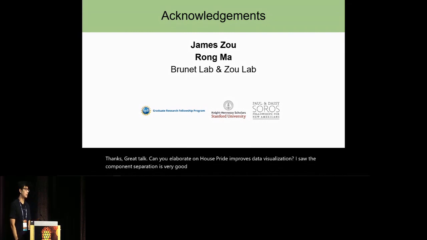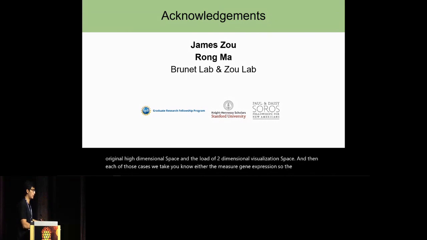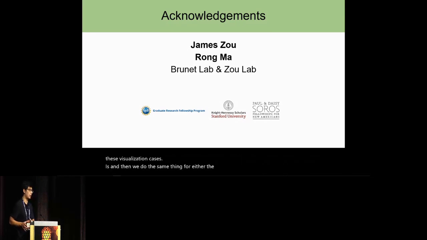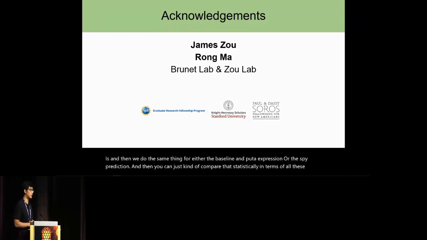Yeah, so we evaluate the data visualization using a Spearman correlation between pairwise distances in the original high dimensional space and the low two-dimensional visualization space. In each of those cases, we take either the measured gene expression, so the original ground truth, and build a visualization of that using the same hyperparameters for each of these visualization cases. And then we do the same thing for either the baseline imputed expression or the SPRITE prediction. And then you can compare that statistically across all these different combinations of data sets and imputation approaches. And SPRITE generally outperforms the baseline imputation and performs at a similar level to the ground truth visualization.